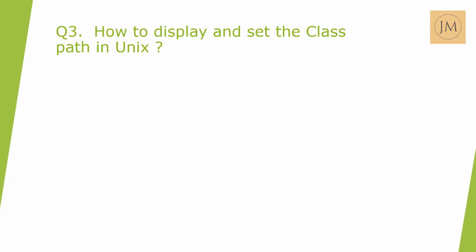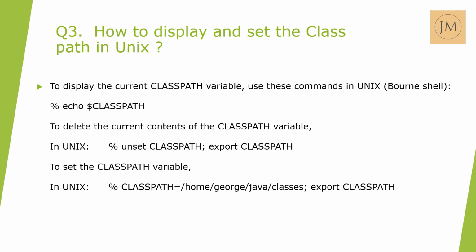Let's move on to the next question. How to display and set the class path in Unix? So to display the current class path variable, you can use echo and the class path variable. And to delete, you can use unset, and you need to export the variable as well, right? And to set the new class path variable, you can always use some values of your directory structure that you are supposed to put into the class path, and you need to export it, right?